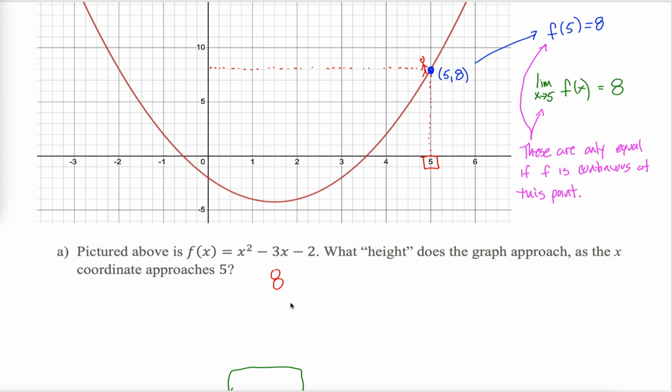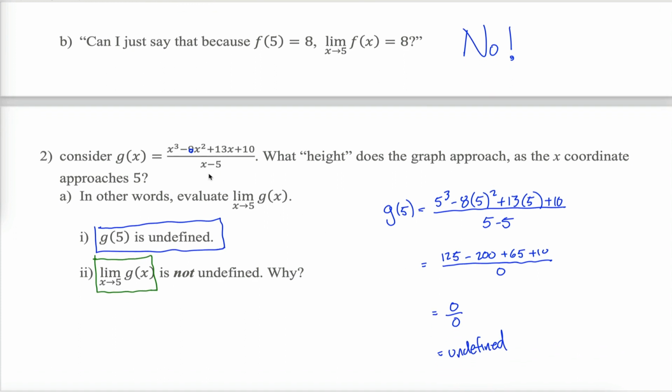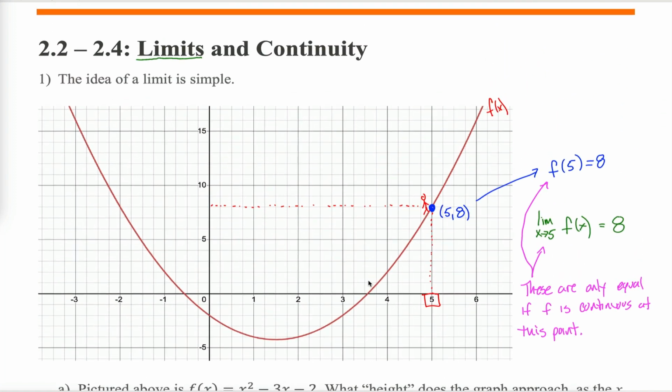But I cautioned you against using that approach because even though it worked in this first example, it did not work in this second example where we tried plugging in 5 and we got an undefined output, 0 divided by 0. And that's all kind of confusing when you look at it algebraically, but once you get a look at the graphs, it's really obvious what's going on, right?